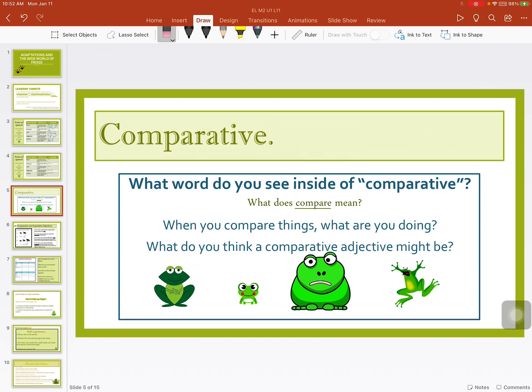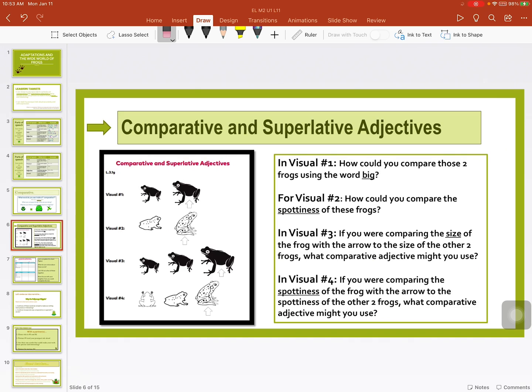Comparative. What word do you see inside of comparative? Right, we see compare. What does it mean to compare? Yeah, to look at two or more items and see what is the same about them. When you compare things, what are you doing? What do you think a comparative adjective might be? Okay, think about that. So comparative and superlative adjectives.